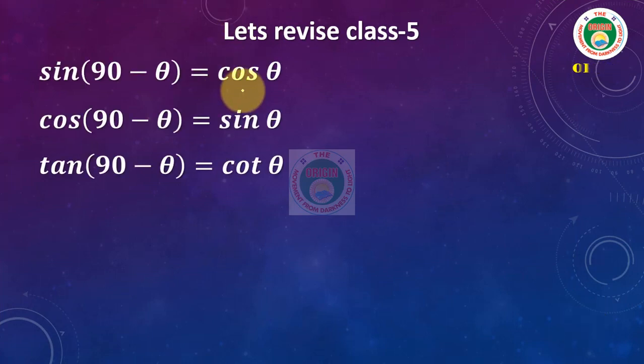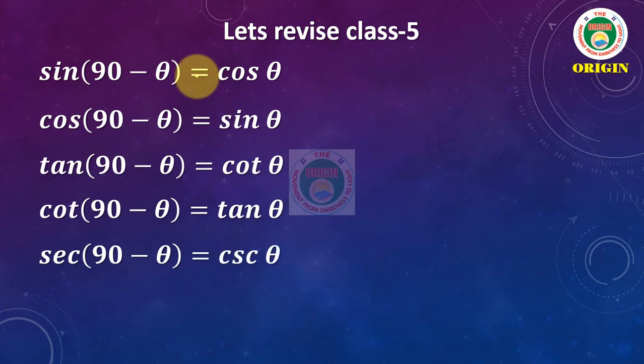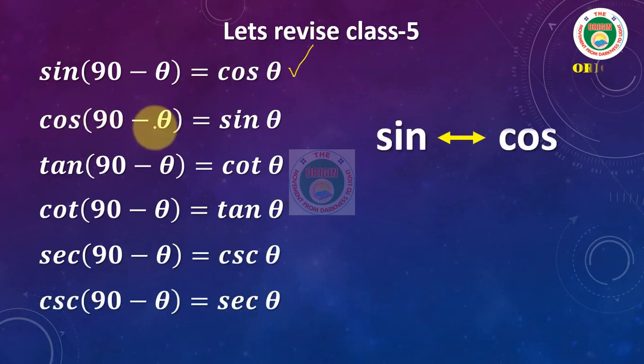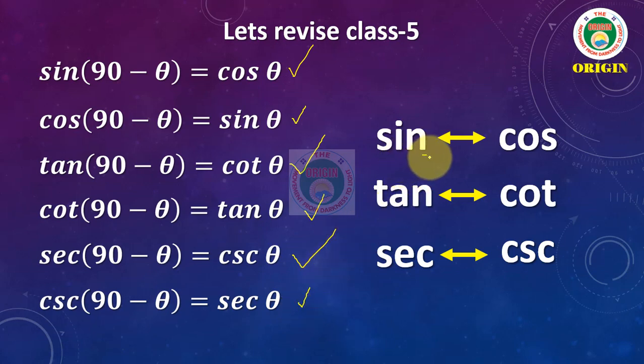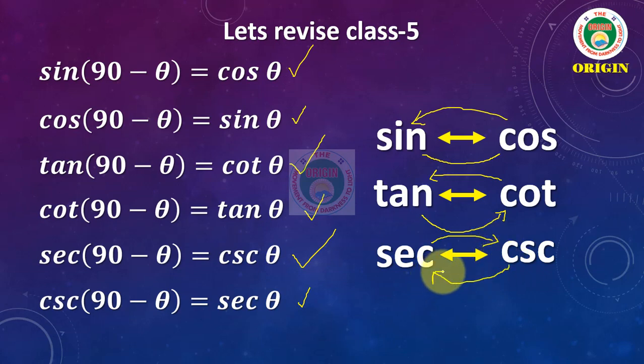Next class division: compound angles. Sin of 90 minus theta equal to cos theta. Cos of 90 minus theta equal to sin theta. Tan of 90 minus theta equal to cot theta. Cot of 90 minus theta equal to tan theta. Secant of 90 minus theta equal to cosecant theta, and cosecant of 90 minus theta equal to secant theta. Sin converts into cos and cos converts into sin; tan converts into cot, cot converts into tan, as well as secant converts into cosecant and cosecant converts into secant.